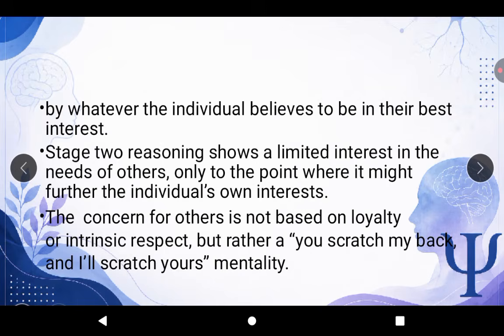Then a child is made to believe that whatever a person does should be in their best interest. So there are two stages here. The first is about obedience and punishment. A child is made to obey, and if the action is good, they will be rewarded, and if it is bad, they will be punished. That is the first stage of the pre-convention level of morality.